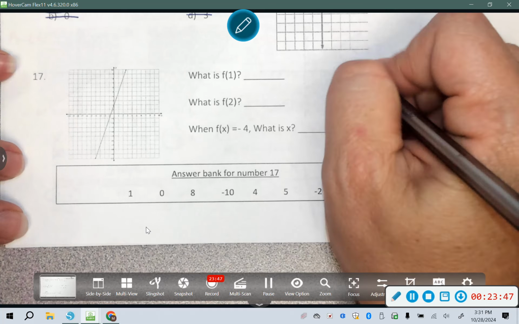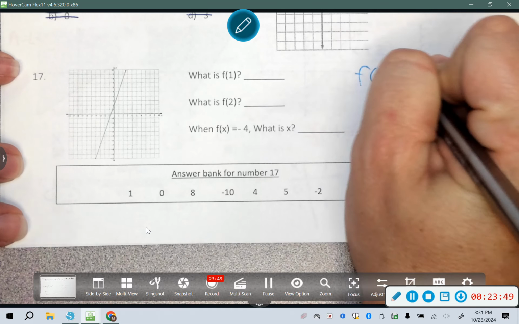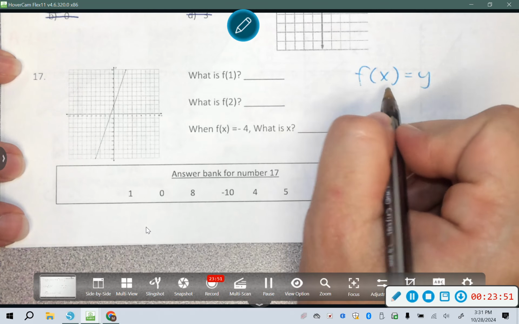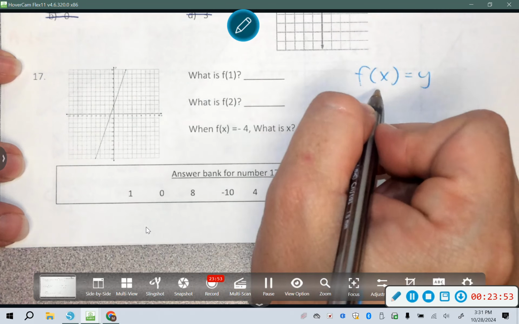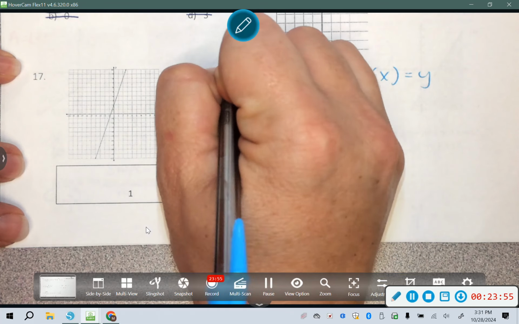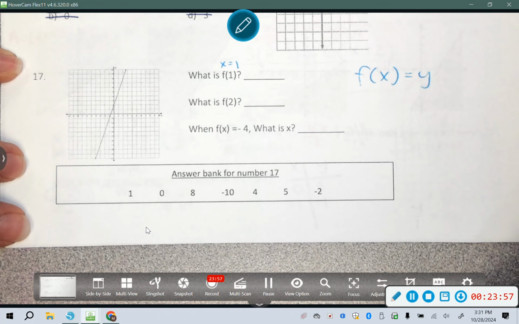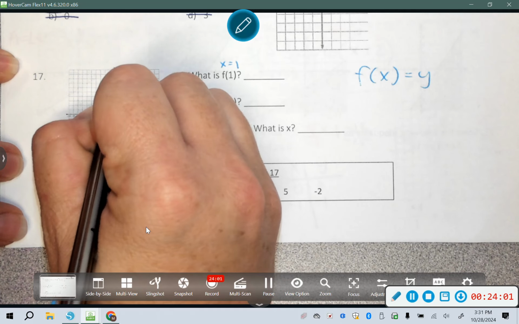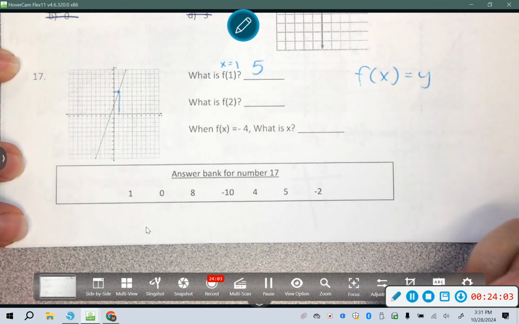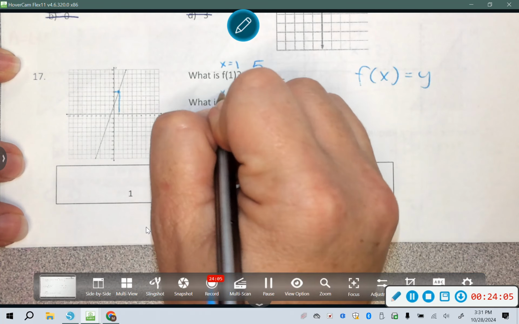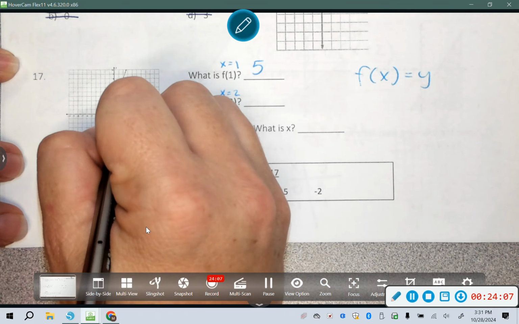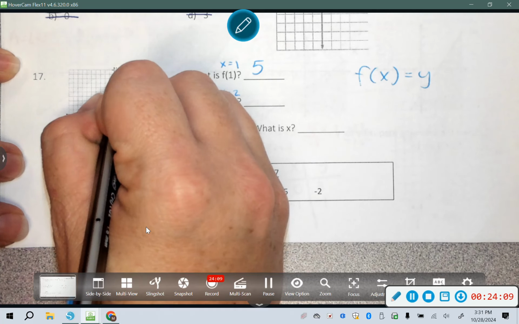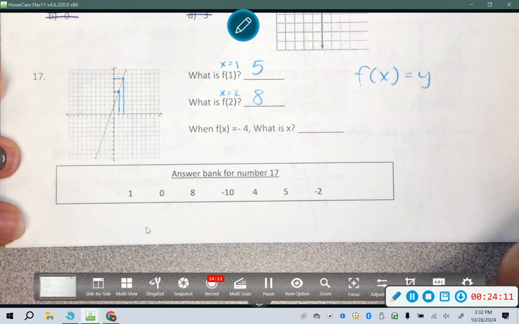Okay, look at number 17. Now, the big thing to remember here is that f of x equals y. So if I give you a number inside your parentheses, that's my x. So this is telling me x equals 1. If I give you x, we're looking for y. So x is 1. I'm going to draw up till it touches my line, and that's at a height of 5. So here's telling me x equals 2, so just over 1. That goes up to a height of 8.